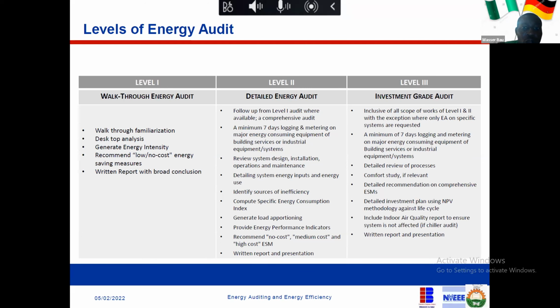Then you need to generate a consumption index. Production units, wastage, lab units, this unit, that unit, what are they consuming? You need to sit down and do a detailed analysis of the whole processes in a layman's language. Then you need to generate load apportioning. In other words, you apportion the loads, because when you are implementing measures, you might not take it all, and that's why people fail it.